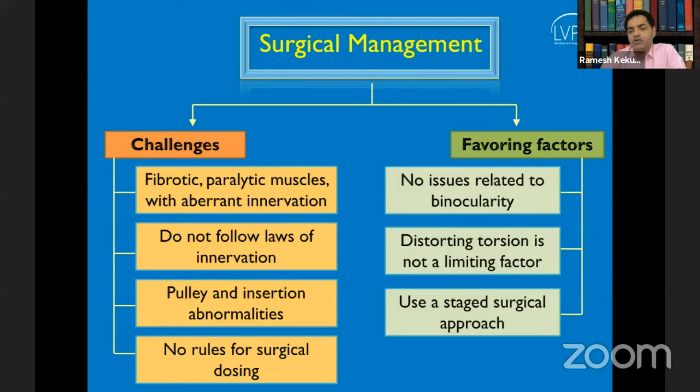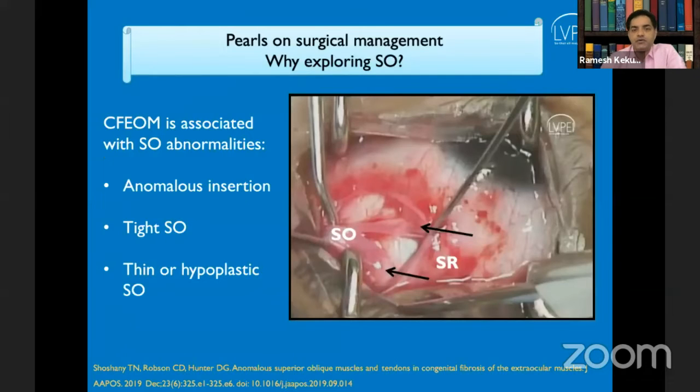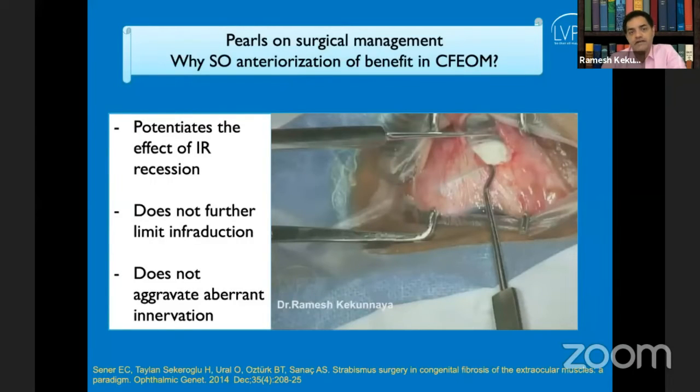It's always good to go for a staged surgical approach. And some of the pearls you need to remember while you do surgery is, as you can see, superior oblique insertion is nasal. This can happen in type 1 CFEOMs that are already published. This is one of our patients. You can see anomalous, tight superior oblique with thin or hypoplastic muscle. This is one of the known things.